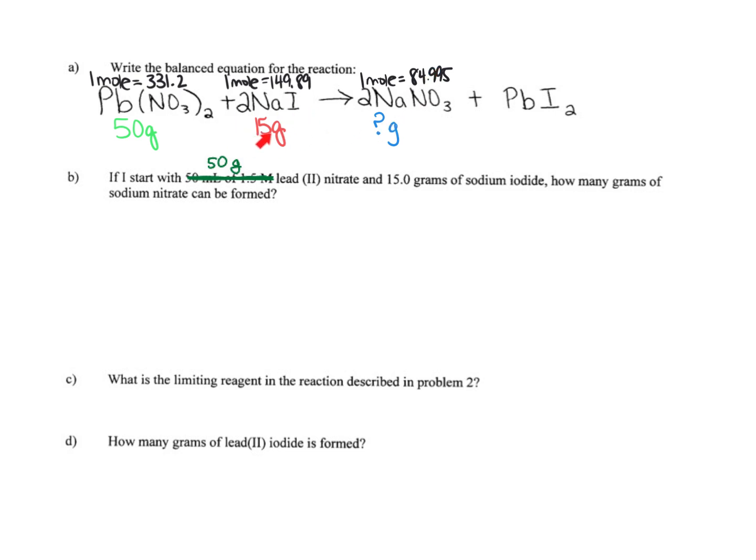Then I'm going to do the same thing for my other reactant to figure out how many grams of this guy. Now remember that the limiting reactant is going to be the one that makes less product. So I would suggest you pause the video and see if you can do both calculations on your own, and then come back and see if you got the same answer as me.